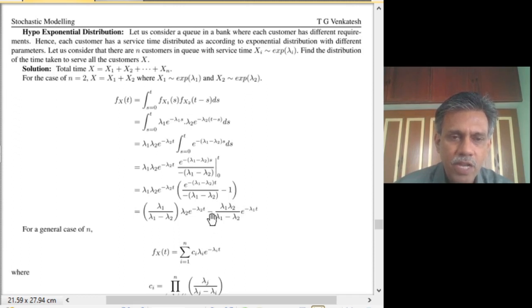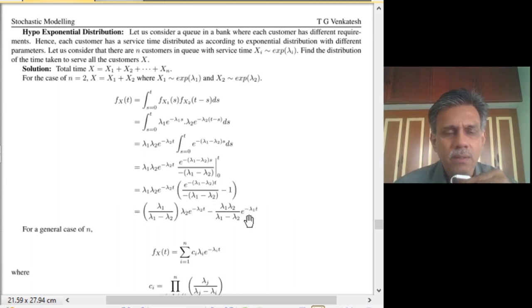But later on if you change it, it will be lambda 2 minus lambda 1. And here if you multiply it, then the e power of minus lambda 2 t will get cancelled with e power of plus lambda 2 t, okay. And what we will have is e power of minus lambda 1 t, okay. That is what comes here. So this is the formula that we get.